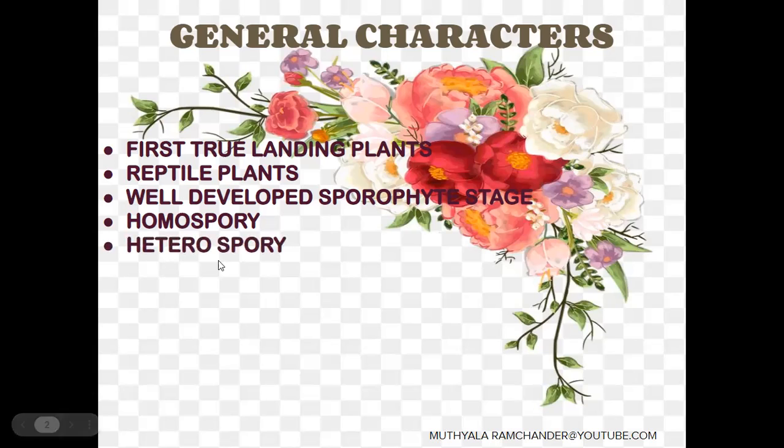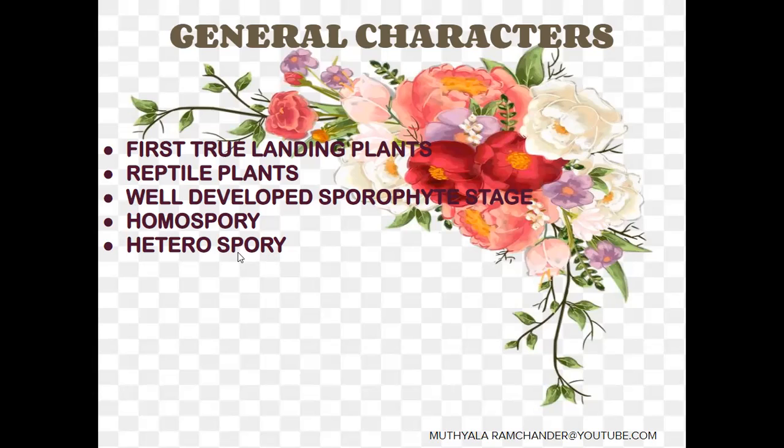Next general character is heterospory. If the sporophyte participates in asexual reproduction by spores, the sporangia may be of two types. One is large in size, called macrosporangium. One is small in size, called microsporangium. Microsporangium produces microspores, and macrosporangium produces macrospores. Means from one sporophyte, two types of spores are developed.